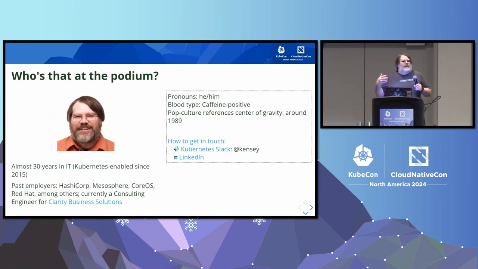So who am I? My name is Joe Thompson. I've been working in IT overall for almost 30 years, depending on how you count. I usually count from December of 1995. That was my first full-time paying IT job. Along the way, to get to today, I've worked for Red Hat, CoreOS, Mesosphere, HashiCorp, some of the names people in the room might know. Currently, I'm a consulting engineer for a company called Clarity Business Solutions. They're based fairly near DC, and the part of the company that I work in is their MongoDB partnership. We provide escalation support for MongoDB customers, among other things.